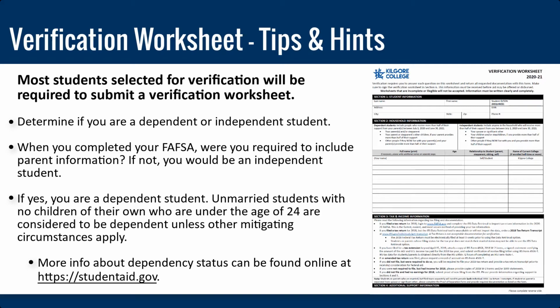Unmarried students with no children of their own who are under the age of 24 are considered to be dependent unless other mitigating circumstances apply. More information about dependency status can be found online at studentaid.gov.